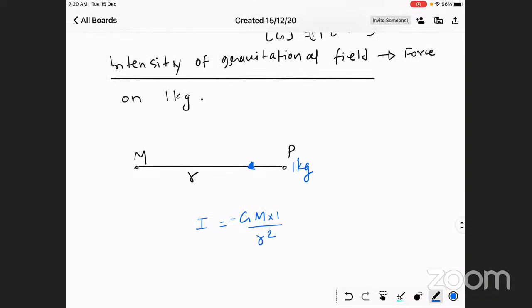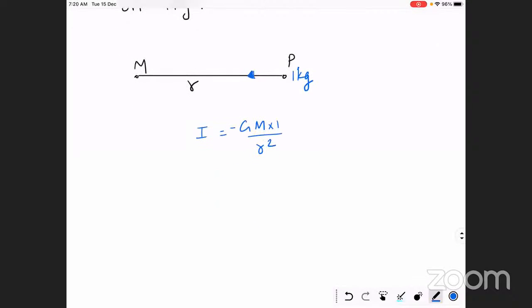So what is I? Gravitational field intensity, or intensity of gravitational field. Could you understand that? Click on yes. Understood now? So gravitational field intensity is actually force on 1 kg. Okay? So now let's try to write the dimensional formula of I.